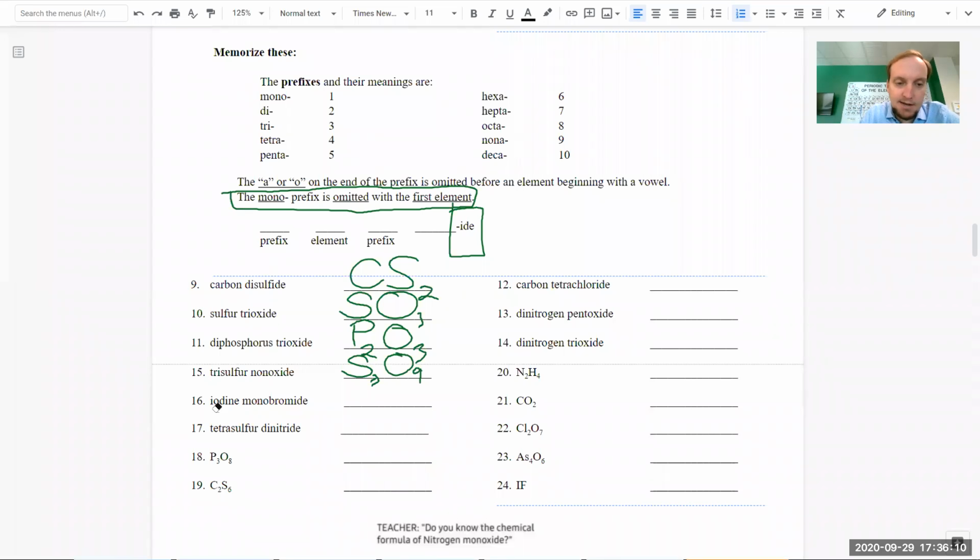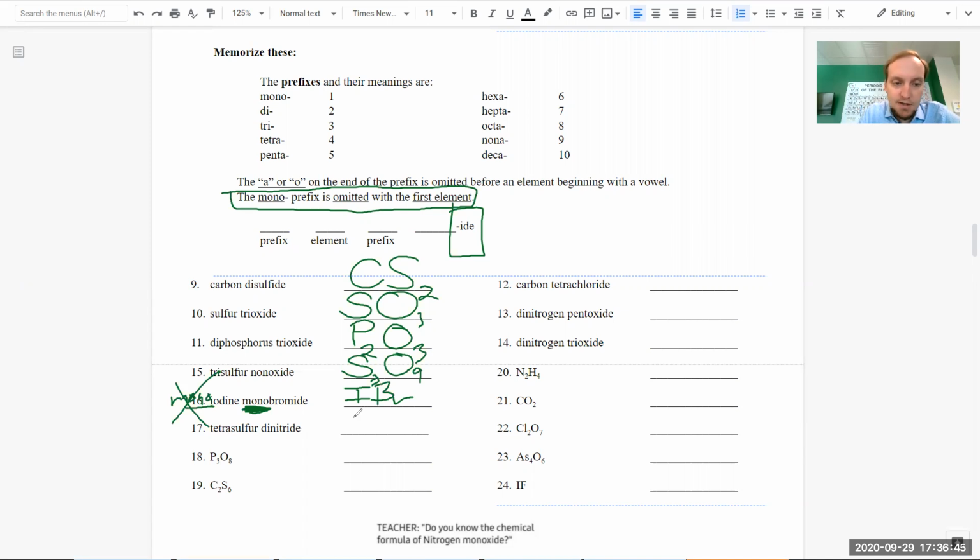Number 16, iodine monobromide. Again, no prefix, so it's just regular iodine. Monobromide. Okay, that's interesting. Monobromide. So here they did not say mono, but here they do. You have to say a prefix on the second element, no matter what. There always has to be a prefix. So in this case, it's just IBr1, but we don't write the 1 because that's kind of silly. It's kind of redundant. So it's just IBr. IBr is iodine monobromide.